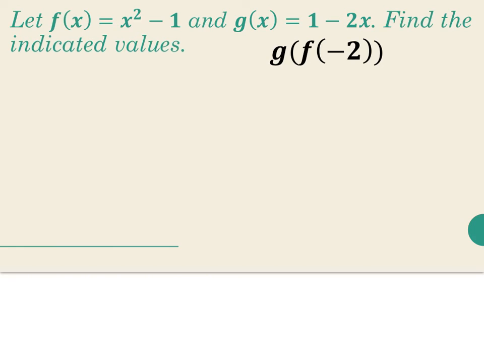Try this guy on your own. It's the same f of x function and the same g of x function, but now I want you to find g of f of negative 2. So start with f of negative 2 and then work your way out. Use that answer to find the g of f of negative 2. Good luck.